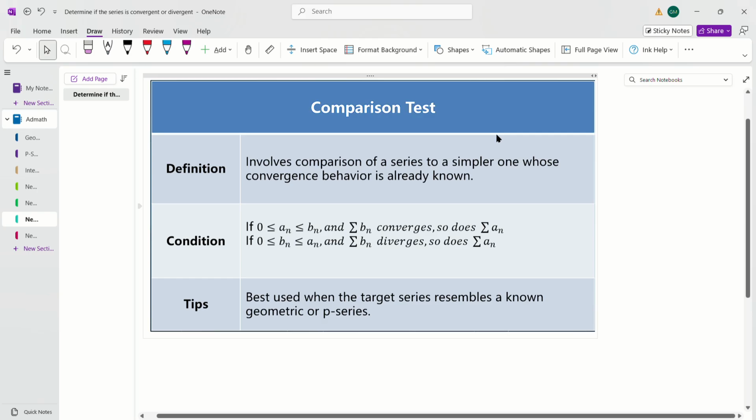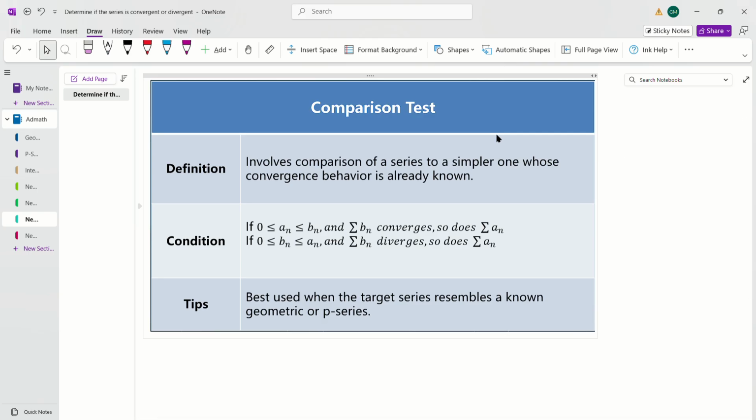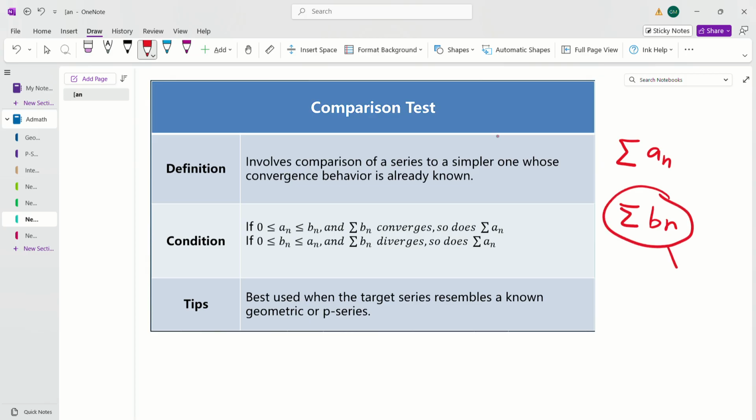It's a continuation of our discussion on series convergence tests. So we have the comparison test, and this test involves comparison of a series to a simpler one whose convergence behavior is already known. So we have this original series, let's say a sub n, and we compare that with our simpler series, which is the summation of b sub n. By focusing on the summation of b sub n, we determine if this is convergent or divergent.